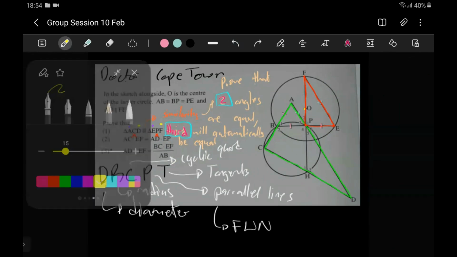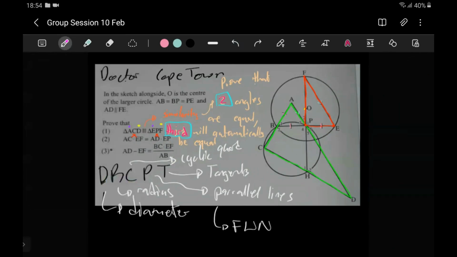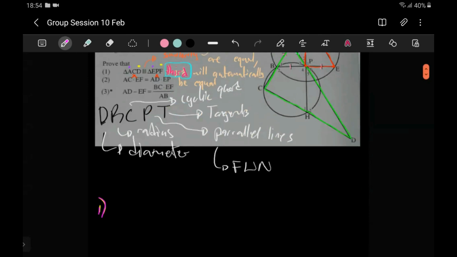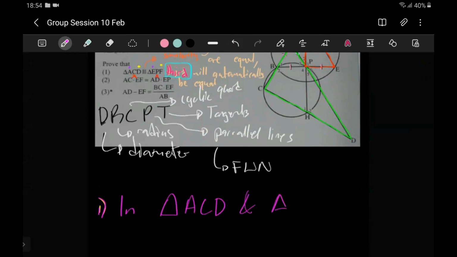So with all that I've said now, all we have to do is put it in practice, you see. So for question one, if you're going to prove similarity, you can firstly just mention which two triangles you're working with, even though they've asked it. All you have to now say is in triangle ACD, right? And triangle EPF, in these two triangles.